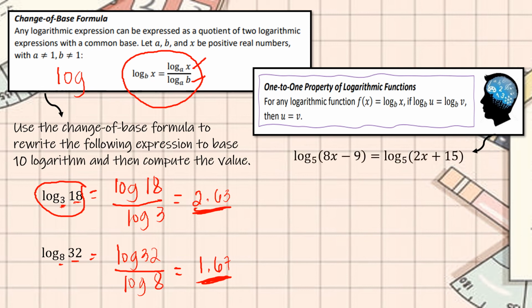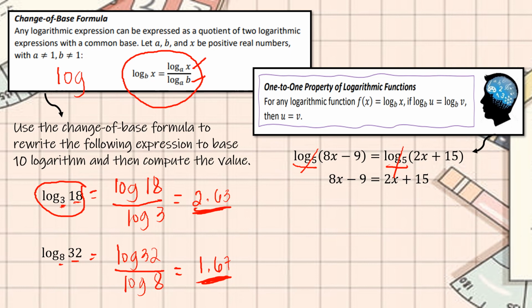Okay, so for example, logarithm of 8x minus 9 with the base of 5 equals logarithm of 2x plus 15 with the base of 5. Kung mapapansin, same base sila nung logarithm, which is base 5. Sabi sa one-to-one property, pwede mo nang alisin itong logarithm. So, ang kukunin mo na lang or yung isusolve na lang is si 8x minus 9 tsaka si 2x plus 15. So, bring down natin yan. 8x minus 9 equals 2x plus 15.